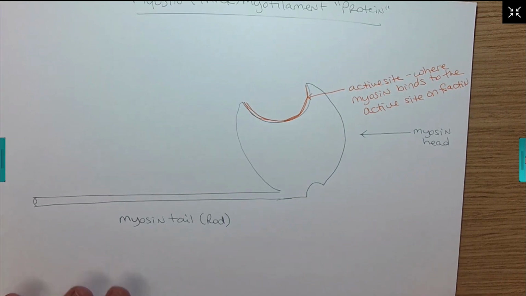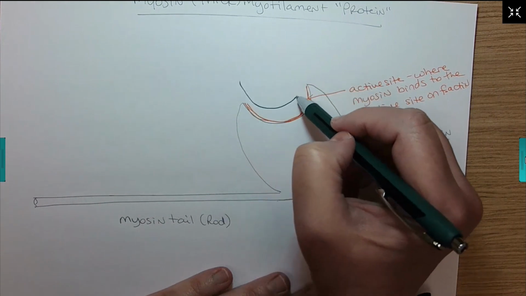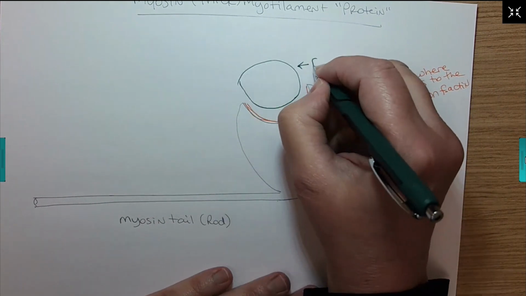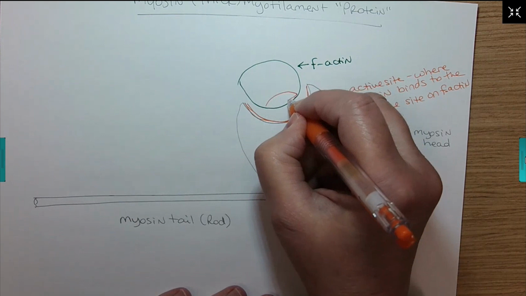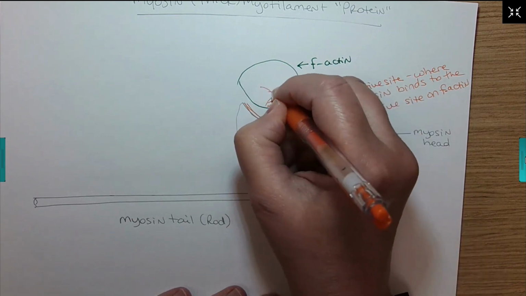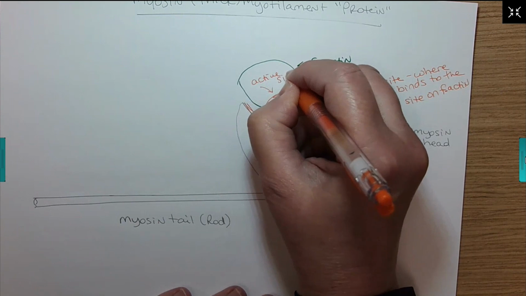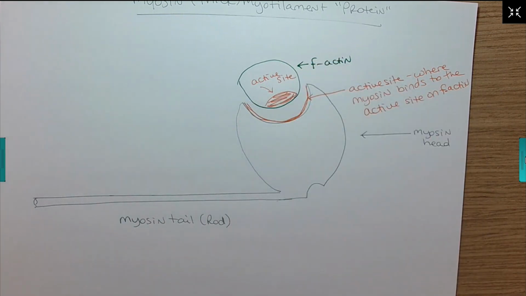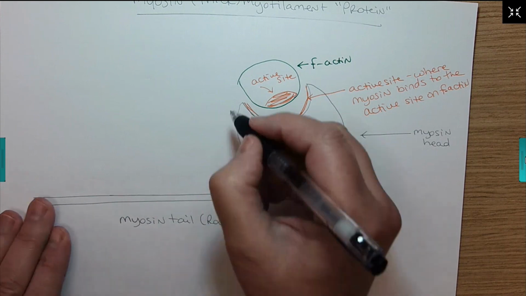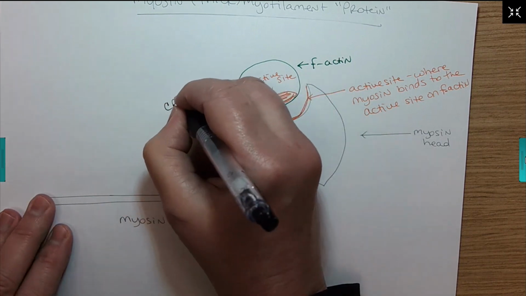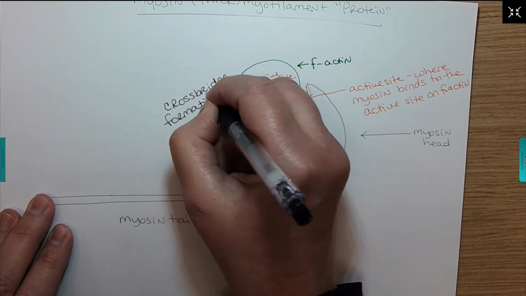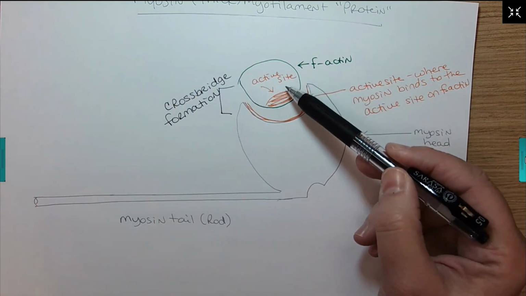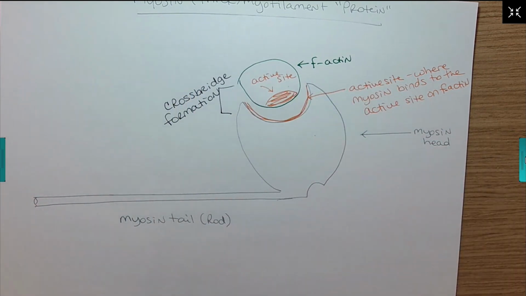So if I were to draw an F-actin molecule, it's a little bit bigger than what we're used to drawing, right? We were drawing smaller circles, but there's our F-actin molecule there, and here's our active site here. Because you have binding here, that's a cross bridge. Right, because you have the F-actin bound to the myosin, so that's a cross bridge, and it's the active site of one meeting up with the active site of the other.